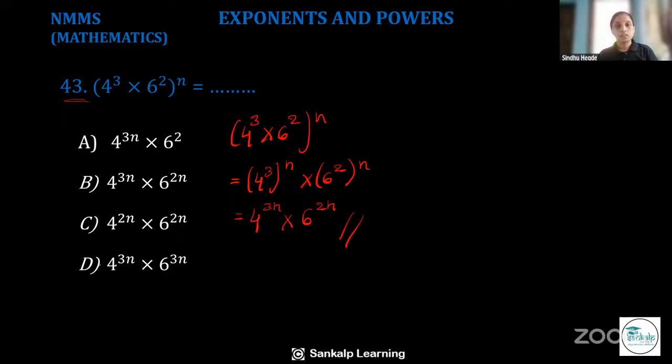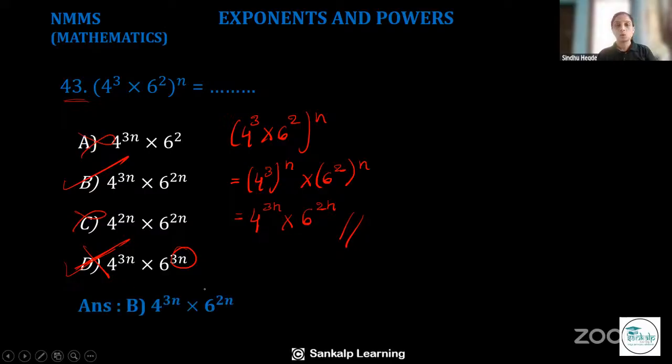It matches with option, sorry, not D because it is 3n. It matches with option B. Remaining all are wrong. So the correct answer is option B.